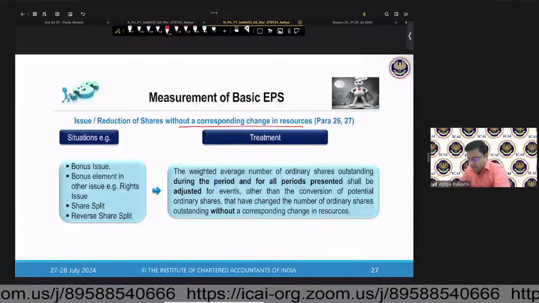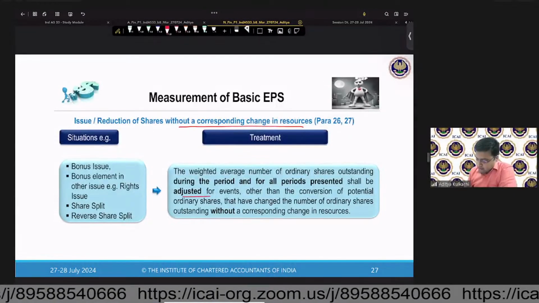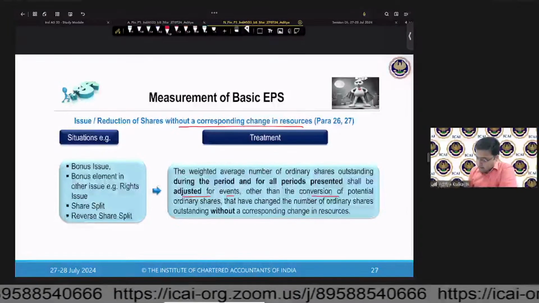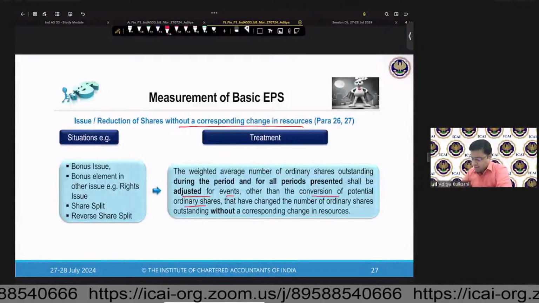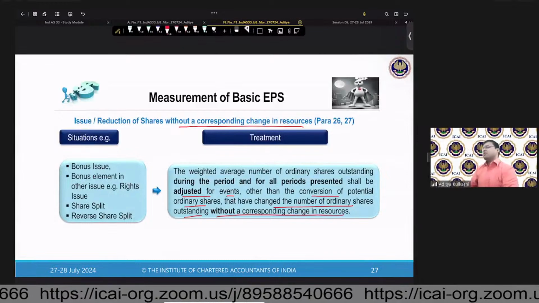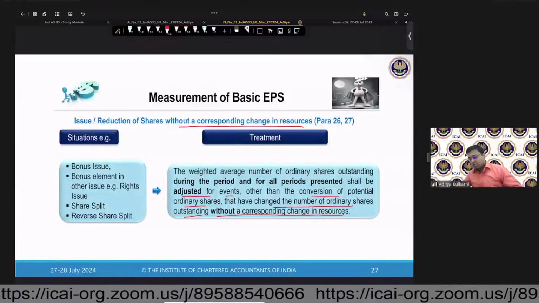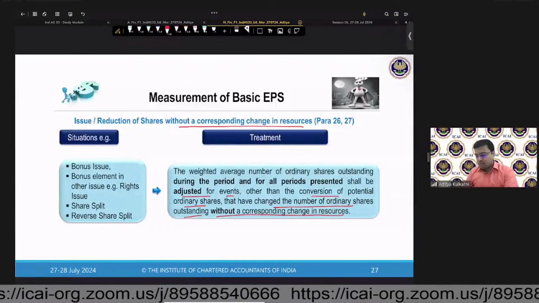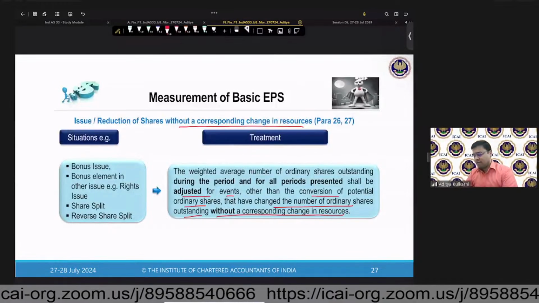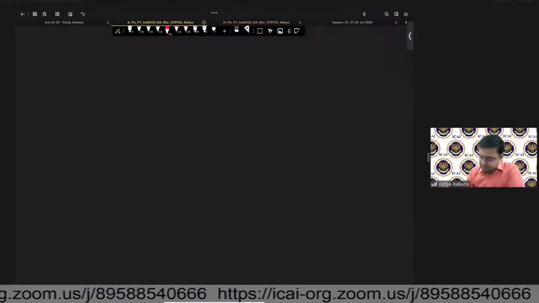The weighted average number of ordinary shares shall be adjusted for events other than conversion of potential ordinary shares that have changed the number of shares outstanding without a corresponding change in resources. Too technical a language, but let us understand with the help of an example.